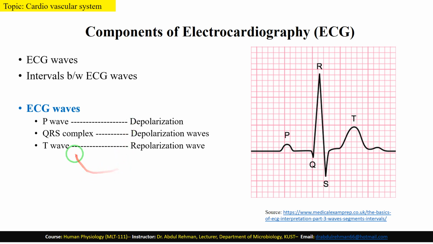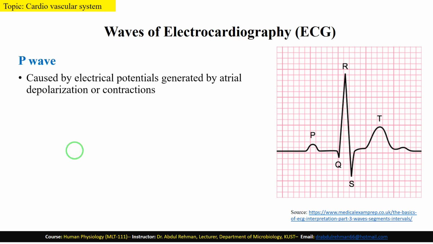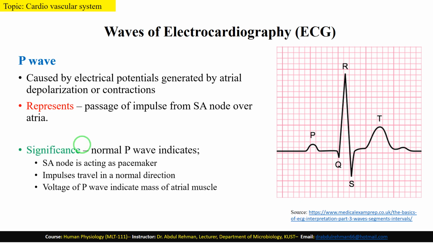So we will discuss these different waves in detail. P wave is actually caused by potentials or electrical signals generated by atrial contraction, and it represents that the impulses travel down through the sinoatrial node over the atrium. And what is the significance of the P waves? It gives us an indication that the sinoatrial node is actually the pacemaker present within the heart. Second, impulses travel down in a normal direction, that is from atrium towards the ventricle.